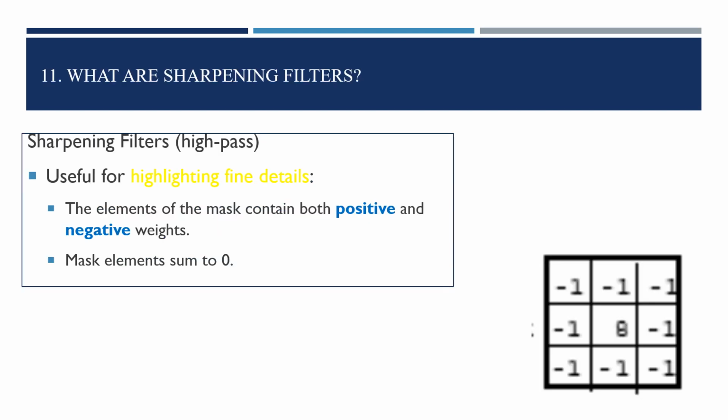Question number 11. What are sharpening filters? Now, sharpening filters are otherwise known as high pass filters. The mask will have positive as well as negative weights. An example is shown on the bottom right side: -1, -1, -1, -1, 8, -1, -1, -1, -1. When all the terms are added up, we will get 0.